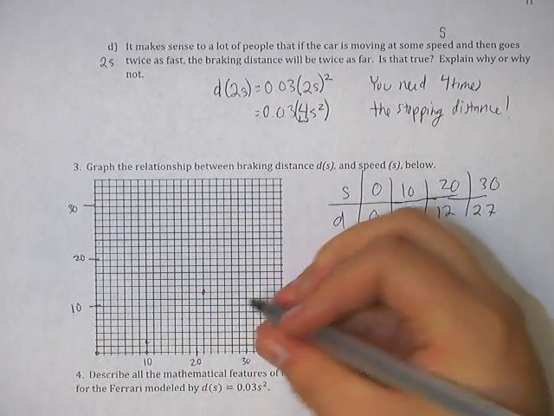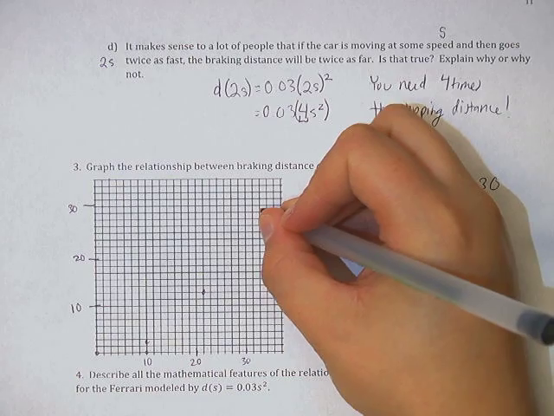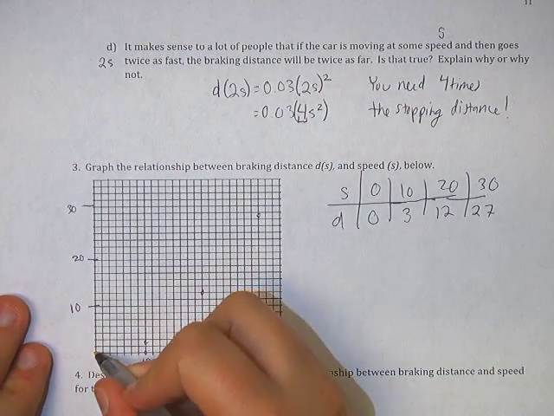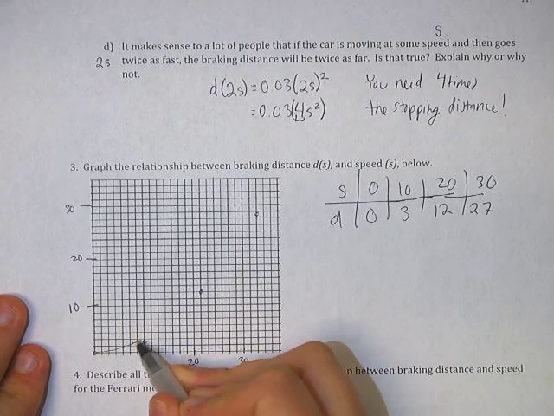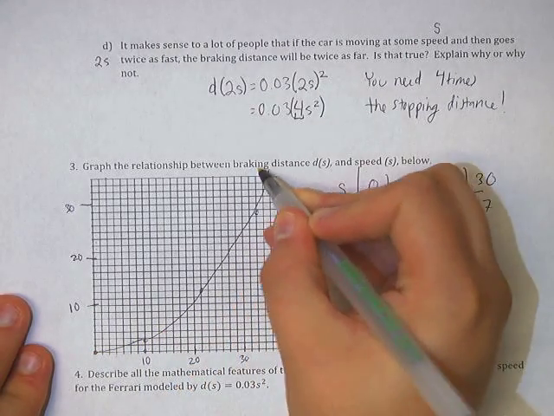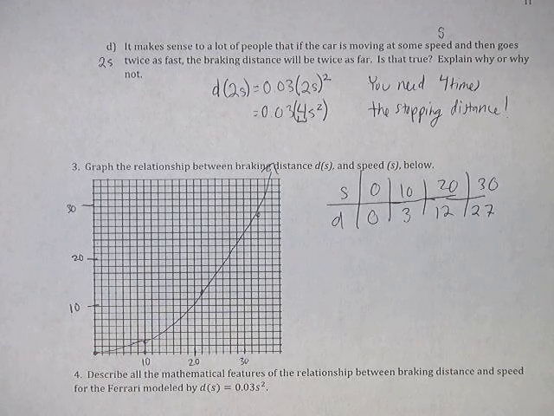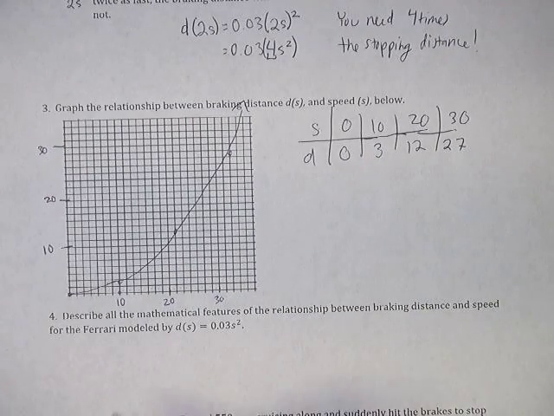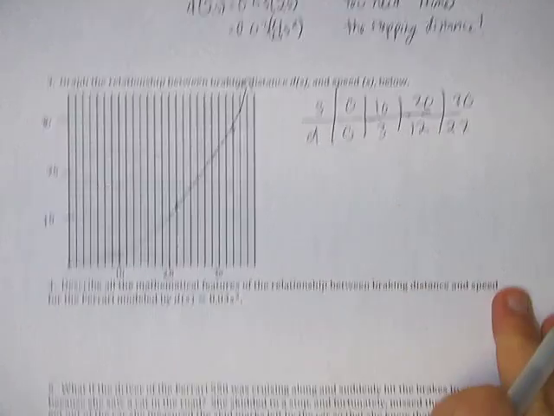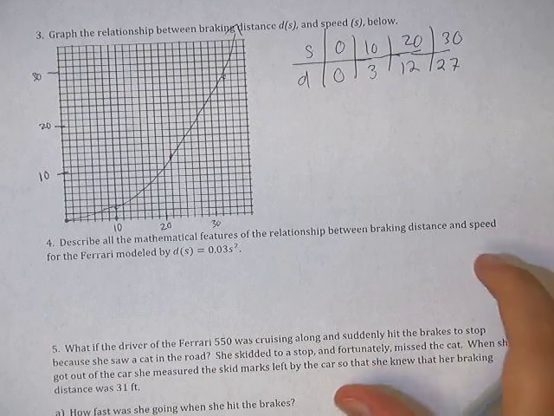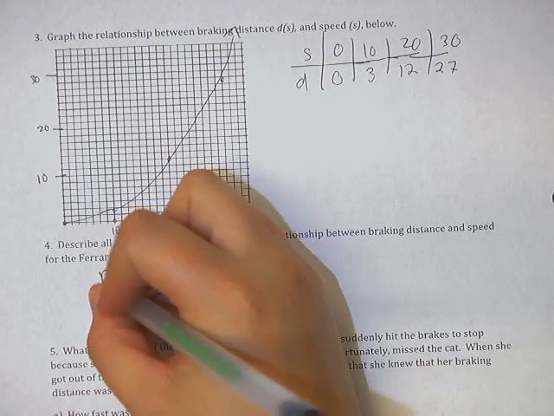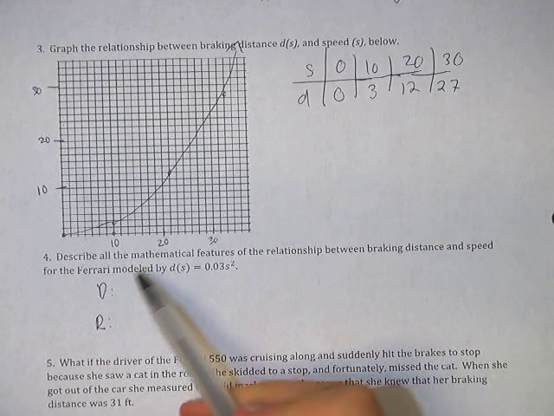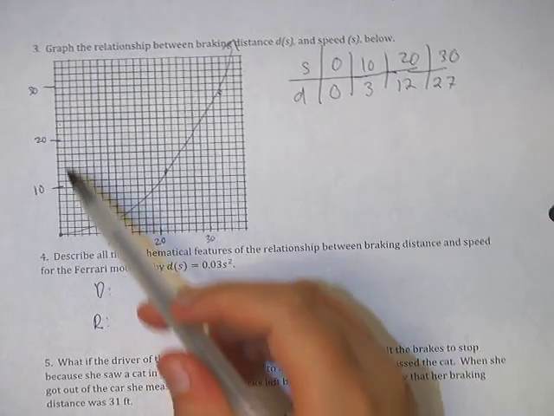So at 10, it goes 3, so I'm going to say that's about there-ish. At 20, it's 12 feet, so it's going to be there-ish. 30, it's going to be at 27 feet, which is here-ish. So it actually came out pretty well. You end up with a nice little curve. It looks something like that. My version is not very pretty. I apologize in advance. But you can get a pretty good idea on how this is growing.